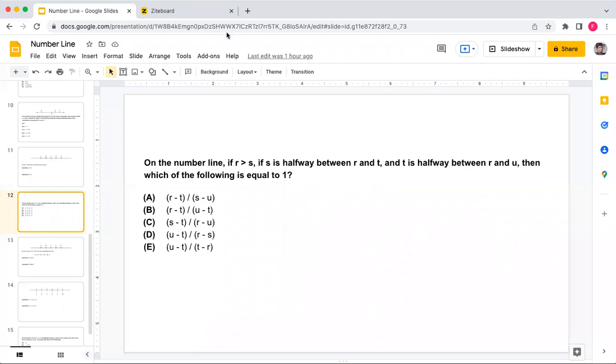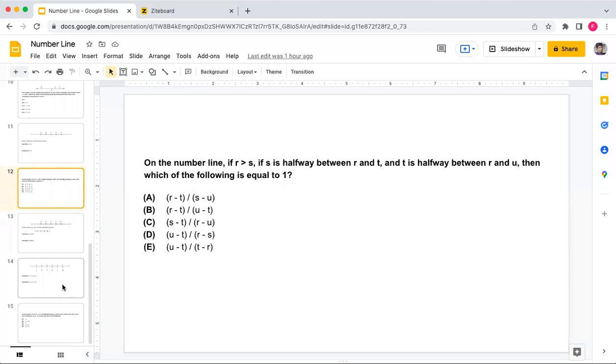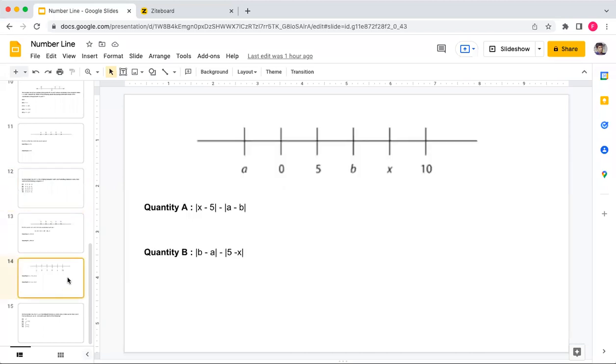Okay. So we'll solve just 2 more questions. Just quickly solve this question. This won't take more than 30 seconds for you to solve.